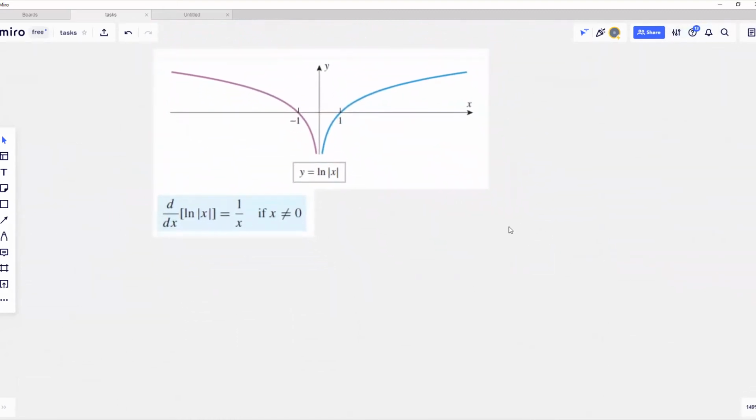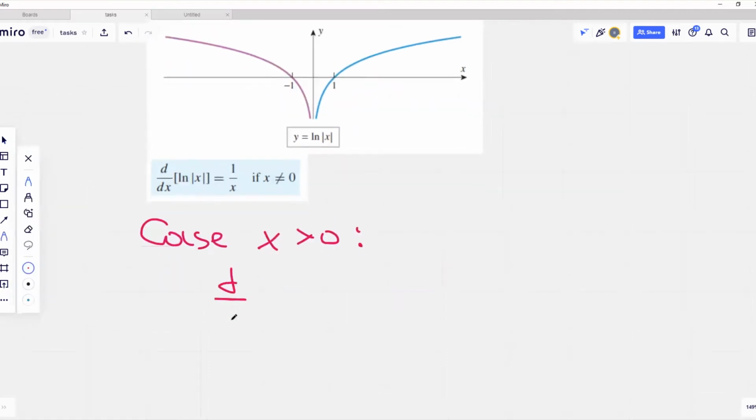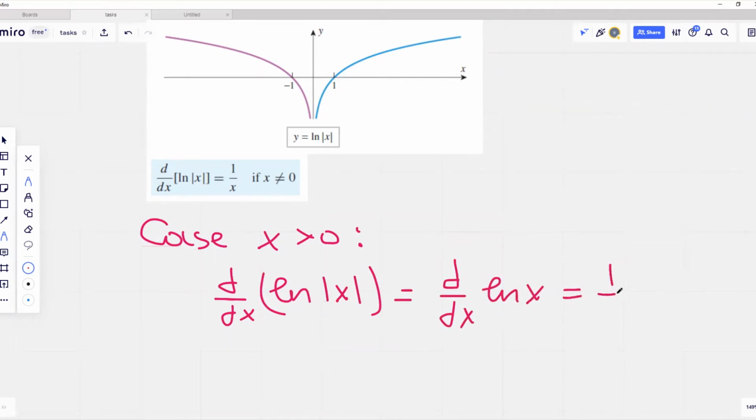All right, now let's find the derivative of the following useful function that extends the natural domain of the logarithmic function. Let's start by considering the cases when x is greater than 0 and x is less than 0. So first case, when x is greater than 0, the derivative of ln of absolute value of x is equal to d over dx of ln of x, and is equal to 1 over x.